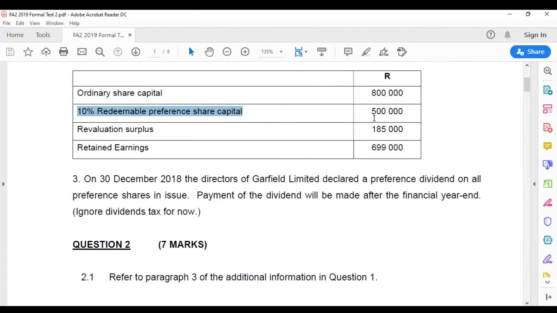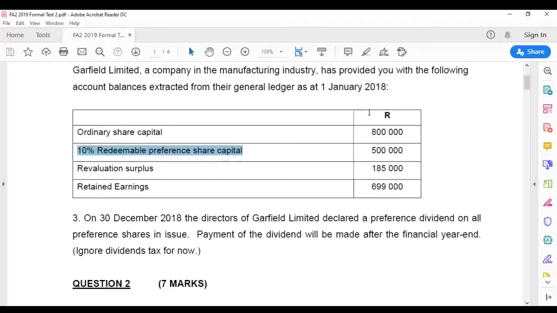Now, we've already seen that this balance is at the 1st of January 2018, and that this declaration of the dividend takes place right at the end of the year. So that means this dividend is going to be declared for a full year. So how can we calculate this? How are we going to calculate the value of our dividend? Type for me quickly there. What multiplied by what?